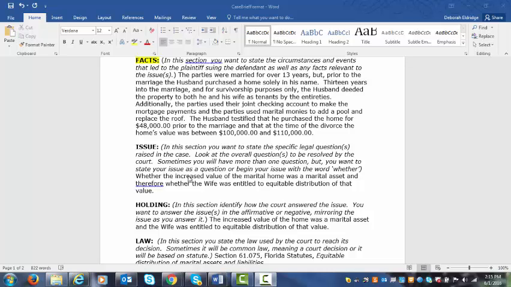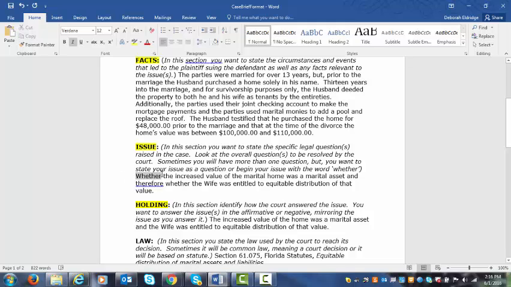One of the key things you want to pay attention to, because we're focusing now for this tutorial on the issue and the holding, we're still looking at that Prolograph case, is the legal issue. What questions did the court have to answer?